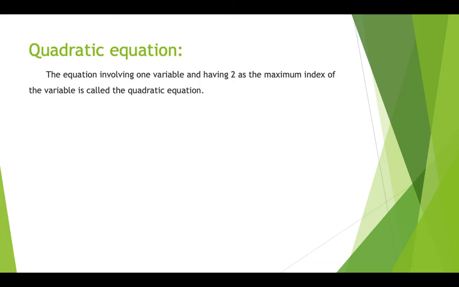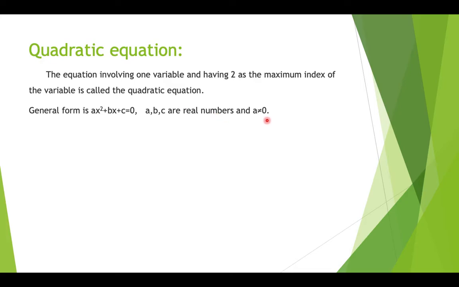Now let us see what is the quadratic equation. The equation involving one variable and having 2 as the maximum index of the variable is called a quadratic equation. So the general form of a quadratic equation is ax square plus bx plus c is equal to 0, where a, b, c are real numbers and a is not equal to 0.